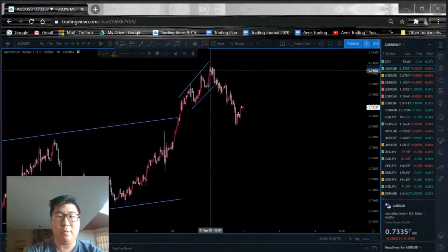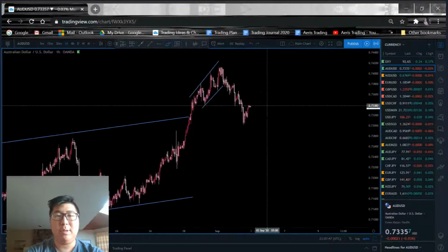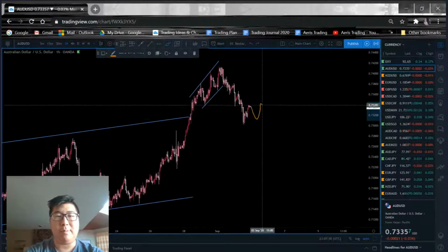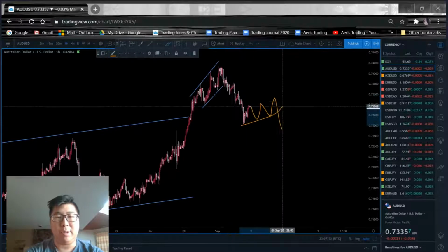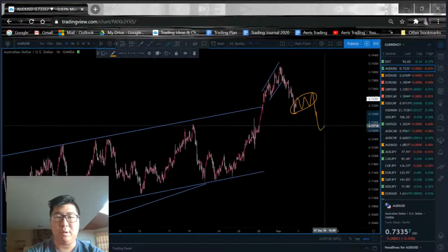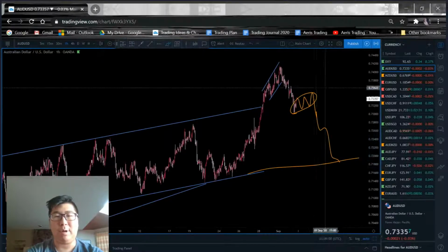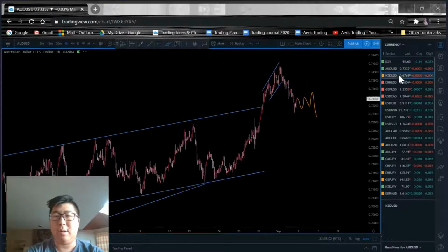So we're breaking down right back into this larger structure now, which is good because I'm going to look for a potential sell opportunity if we get a bigger continuation correction here, right back into the actual structure, and looking for more downside like this. So this trade will be probable if we get the correction here. That's how I see the Aussie dollar.